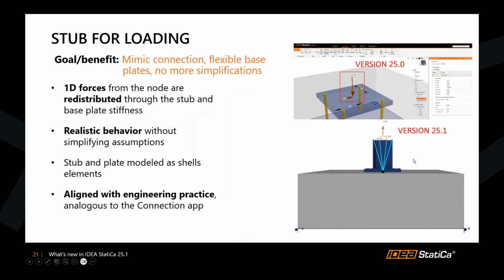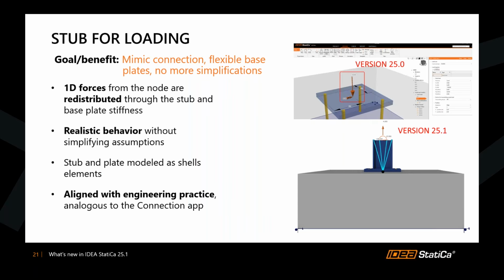And then we have also allowed the so-called stub for loading. So if you tried our Detail application in version 25.1, if you would like to put a force, like an internal force from your column, directly onto our base plate, you will have to put a concentrated force like this, and you have to put in a significantly rigid base plate to allow the load to be distributed.